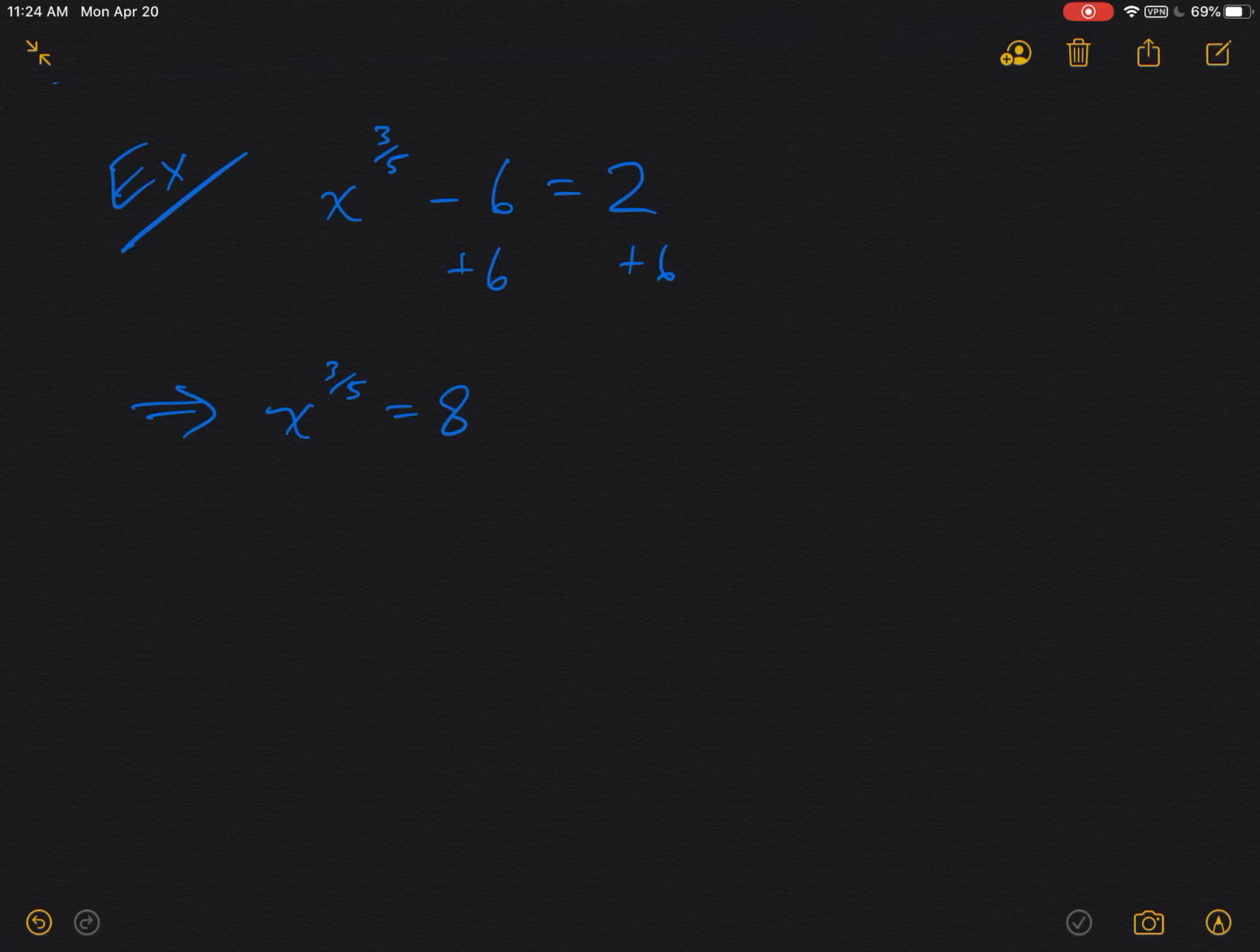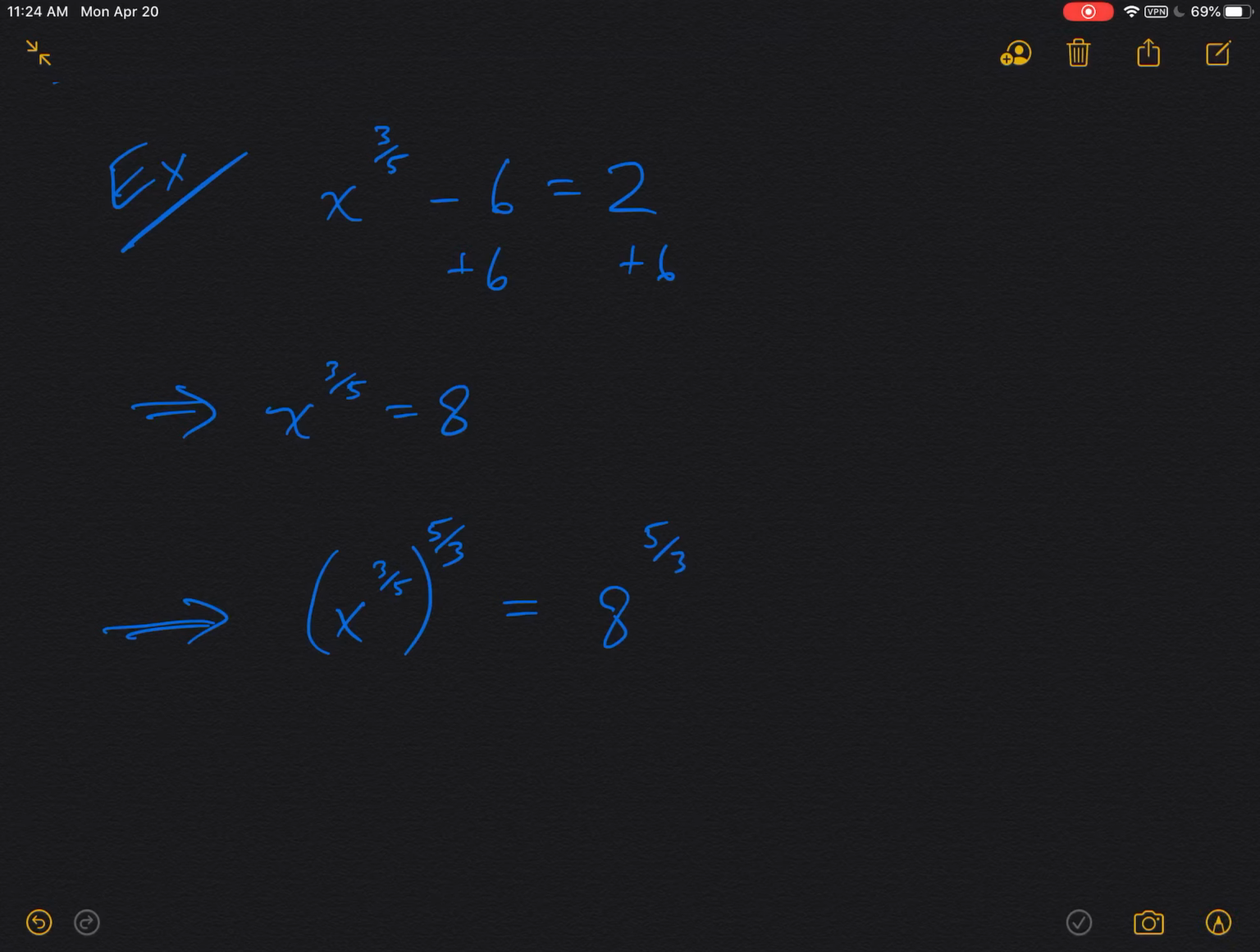And now to kill a 3/5 exponent, I can do the same thing that I did just before this problem, where I look at this exponent and I raise both sides to the reciprocal exponent, because that will be the inverse function of the 3/5 power. So the function that I would apply to both sides would be raising each side to the reciprocal power 5/3. So I'll raise both sides to the 5/3 power.